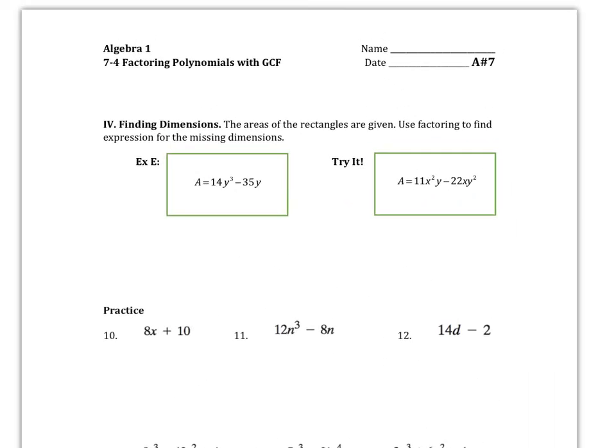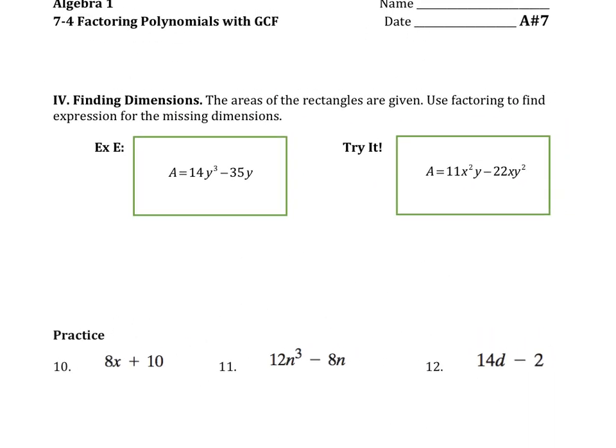The last thing we're going to work on in this lesson is finding dimensions. So sometimes we're going to see problems that look like this. Notice in the problems that we've done before, we had the dimensions and we were looking for the area. Now the areas of the rectangles are given. We're going to use factoring to find the expression for the missing dimensions.